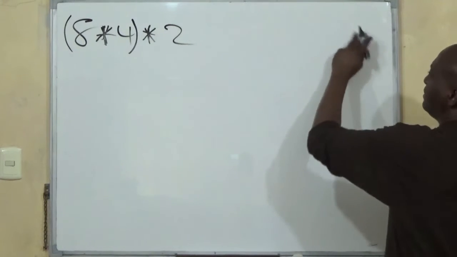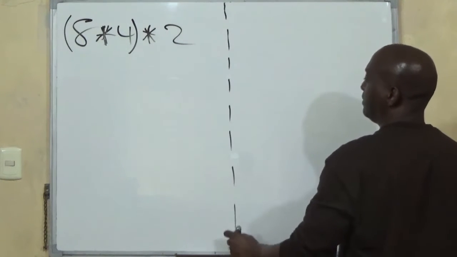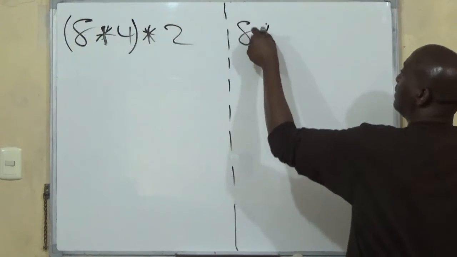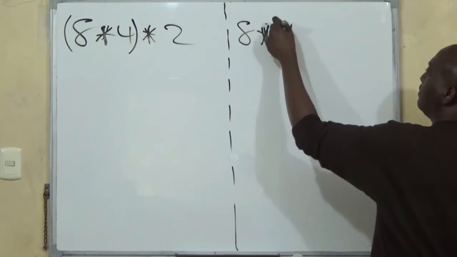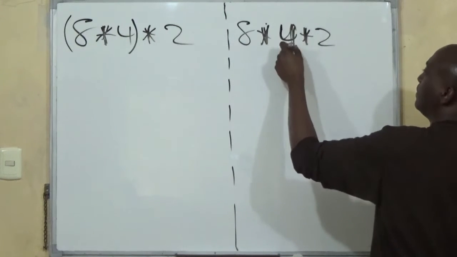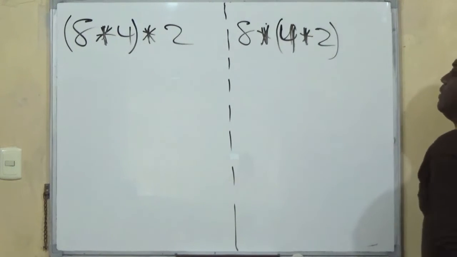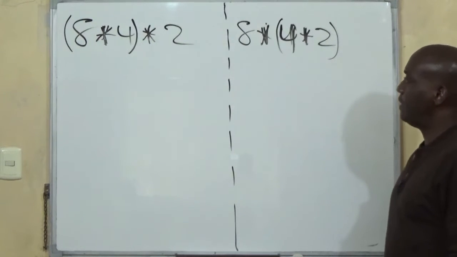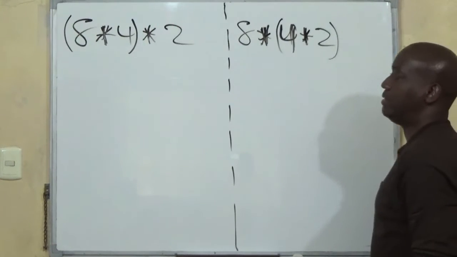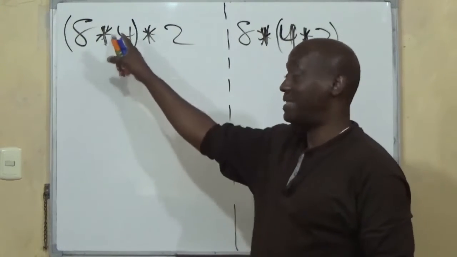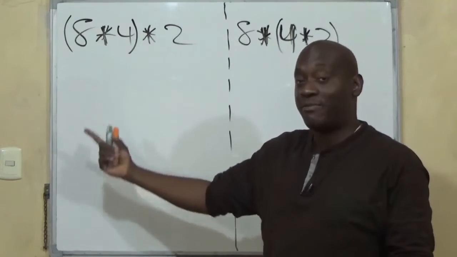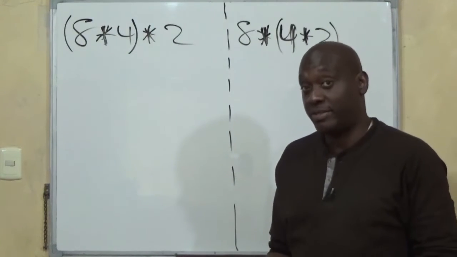And we want to compare that. Let me draw a little line. We want to compare that with 8 star 4 star 2. Right? Just because it happened for multiplication and addition, you're not going to assume that it will happen for the star. We just call it star. Right? Because remember, we define this operation as a plus b over 2.